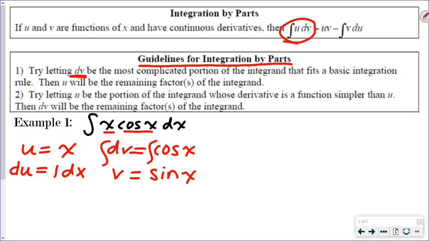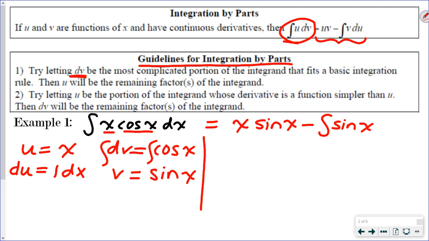Okay, so once you've got that all figured out, then you're just going to plug into the formula. So the integral of x times cosine of x would equal u, which is x, times v, which is sine of x, minus the integral of v, which is sine of x, times du. Now du is 1 times dx. So sine times 1 is sine, and then we just need to also add the dx.